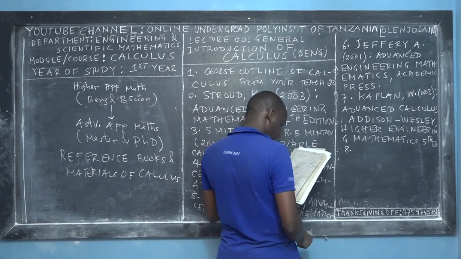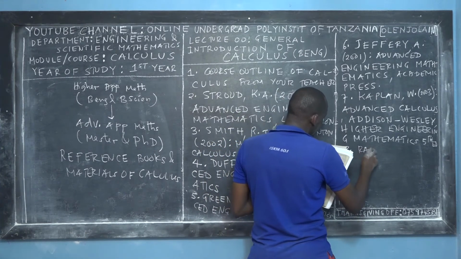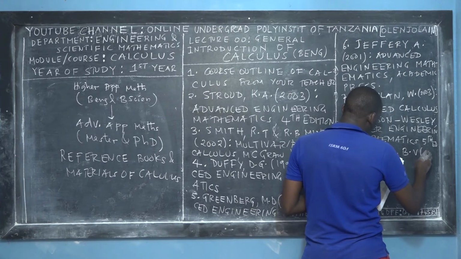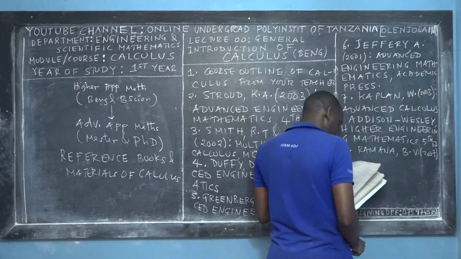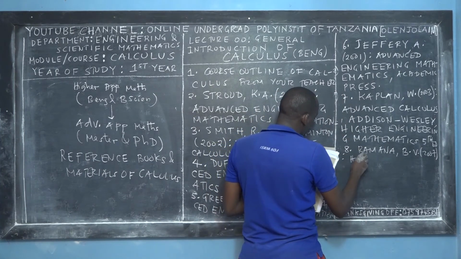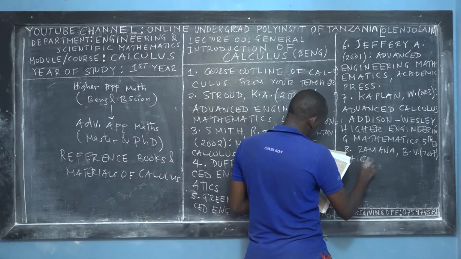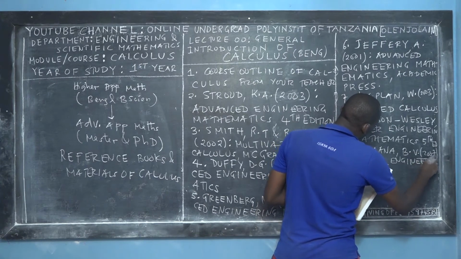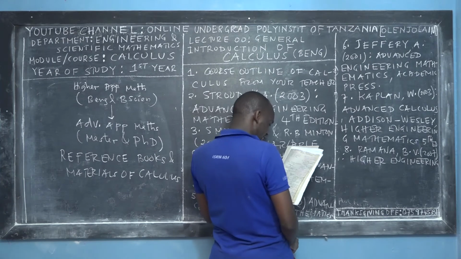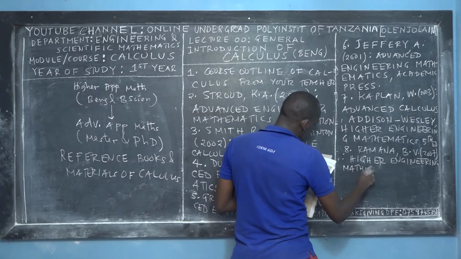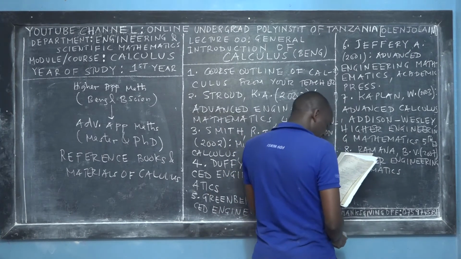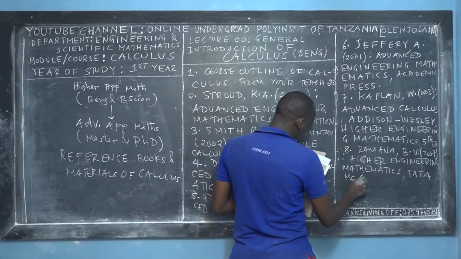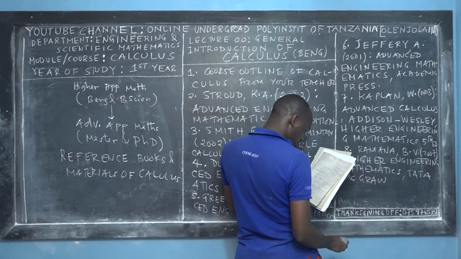Then the 8th reference book is Ramana. Okay, I use these books in preparation of my lectures. So I encourage you also, as a good student who loves mathematics, to make sure that you go through these books. You learn different concepts according to your course outline, and don't leave them when you pass the course or module of calculus. Higher engineering mathematics.